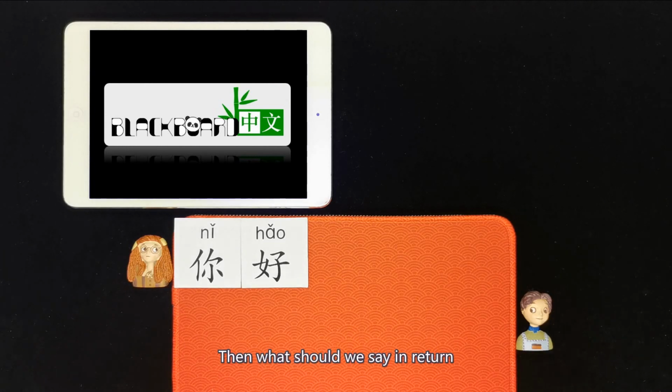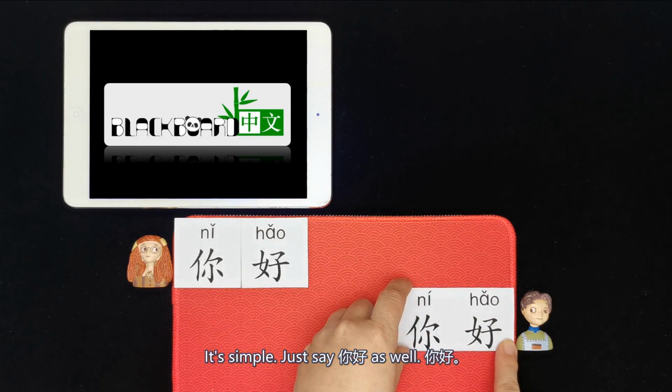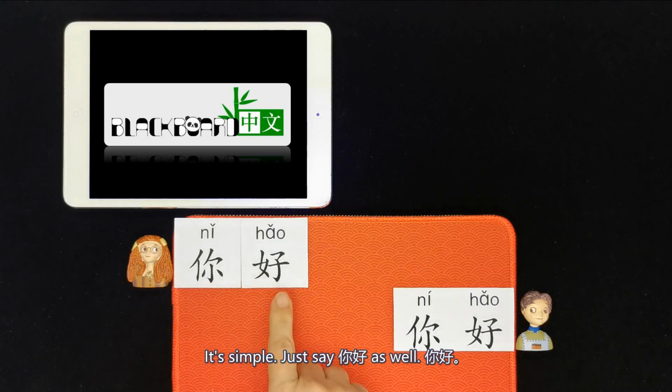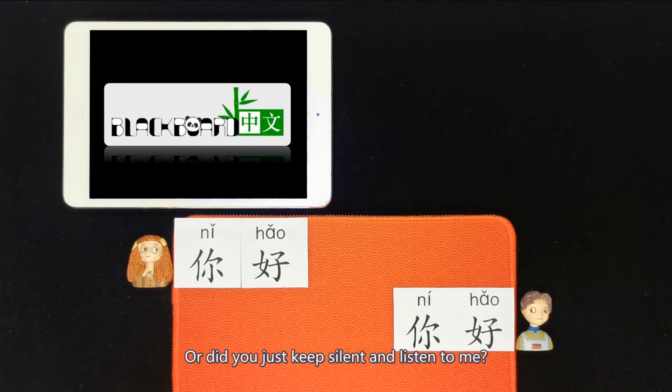Then what should we say in return when someone says 你好 to us? It's simple. Just say 你好 as well. 你好, 你好. Did you repeat after me? Or did you just keep silent and listen to me? Please say the phrase out loud. Use it. That's the best way to improve your language skills.